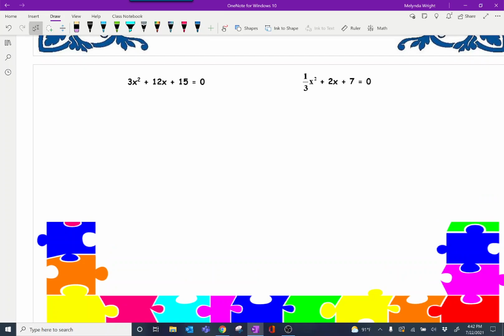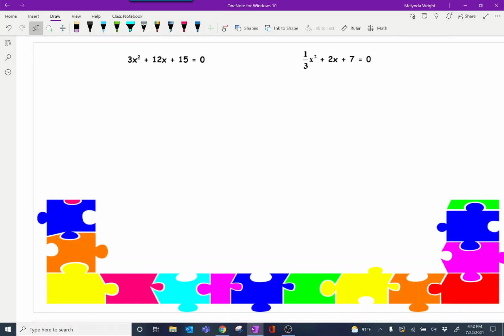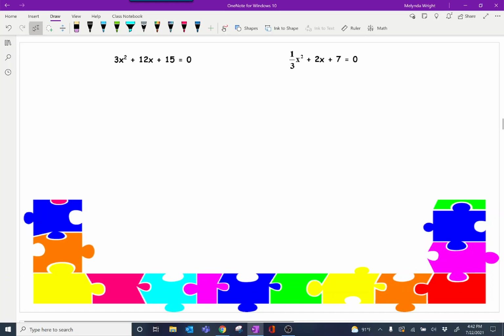Now these do not have an A of 1, so they're a little bit trickier, but it's going to be okay. We've got this. So let's go through our procedure. Step 1, we move the constant over. So we've got 3x squared plus 12x equals negative 15. Now we're going to have to do step 2. We didn't have to do that on the other ones. We're going to have to factor out the 3 from the left side because that's A, right? A is 3. So we factor it out, it's the GCF.